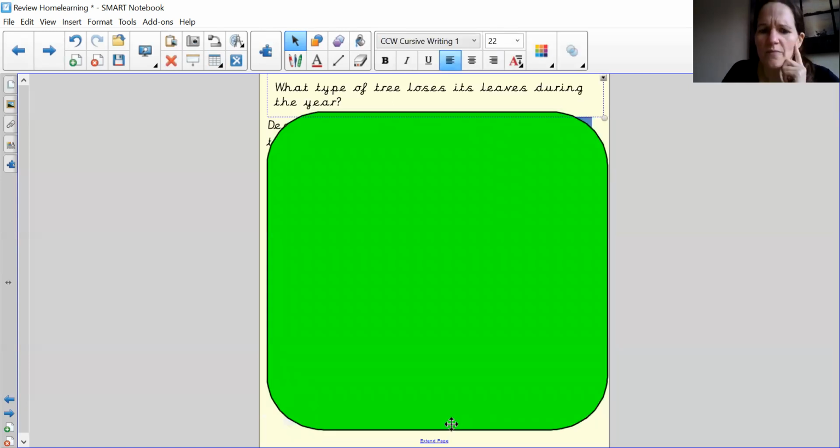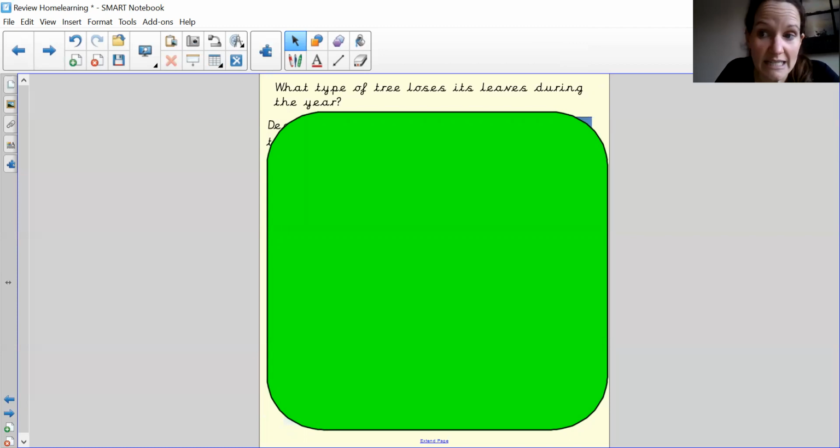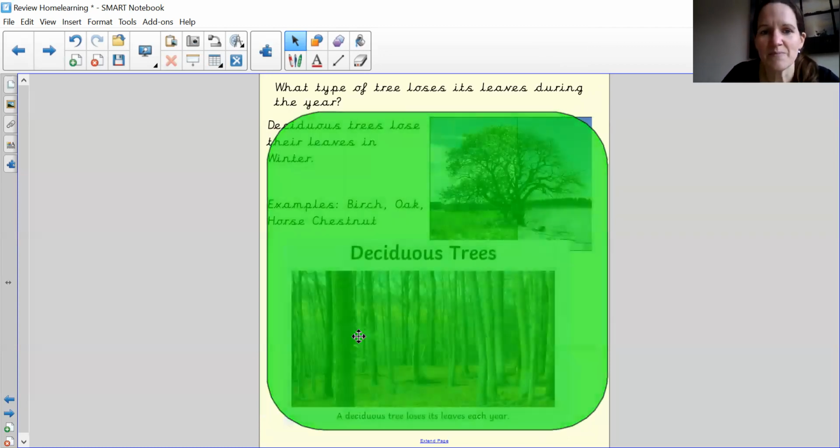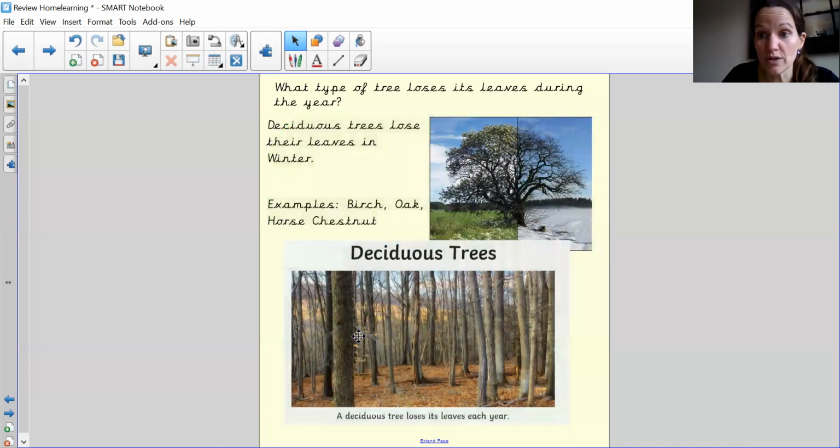Okay. What type of tree loses its leaves during the year? So when I look out now in winter, I can see some trees that don't have any leaves. They're very bare. What are those called? Do you remember? Can I hear you? That's right, deciduous. So deciduous trees lose their leaves in the winter. So we've got birch, which have the white bark. We've got oak trees, which have the acorns, and then we have horse chestnuts, which have the conkers. So deciduous trees lose their leaves.